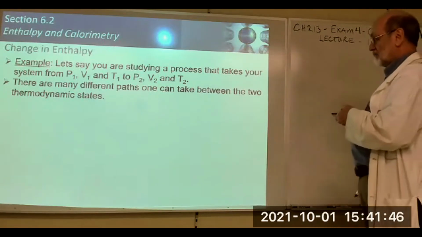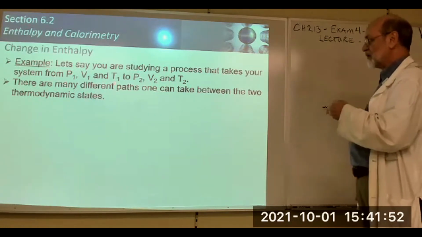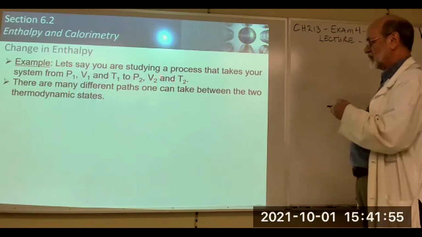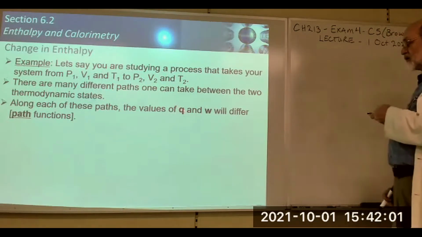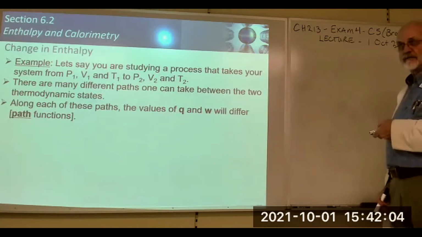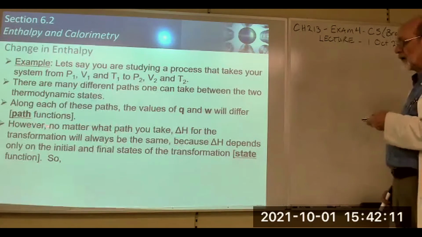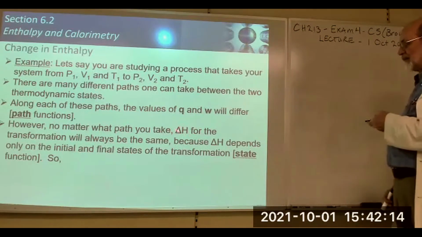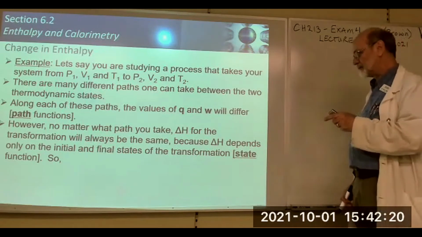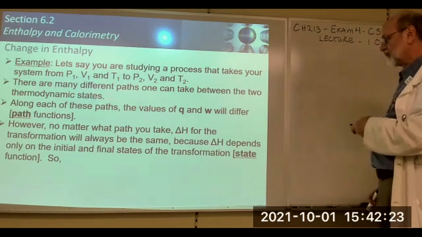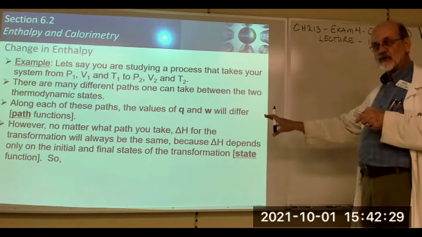So there are a whole host of different paths you can take between the two states, P, V, T 1 to P, V, T 2. Along each of those different paths, values of Q and W will differ. Those are path functions. No matter what path you take, though, the change in enthalpy will always be the same. No matter how you get from here to here, delta H is a state function.